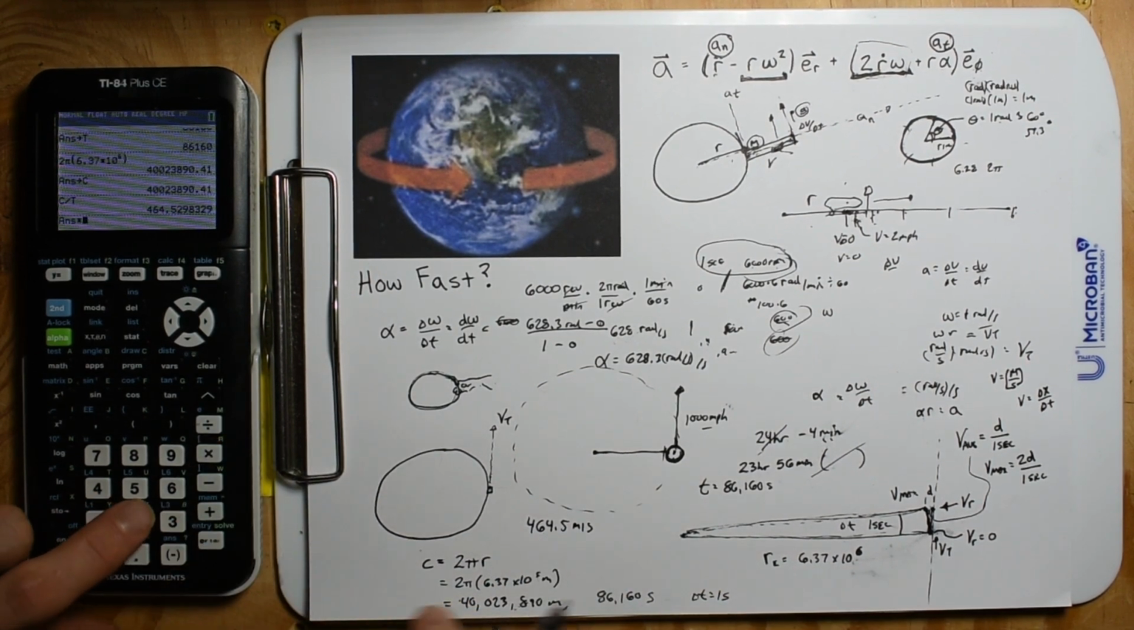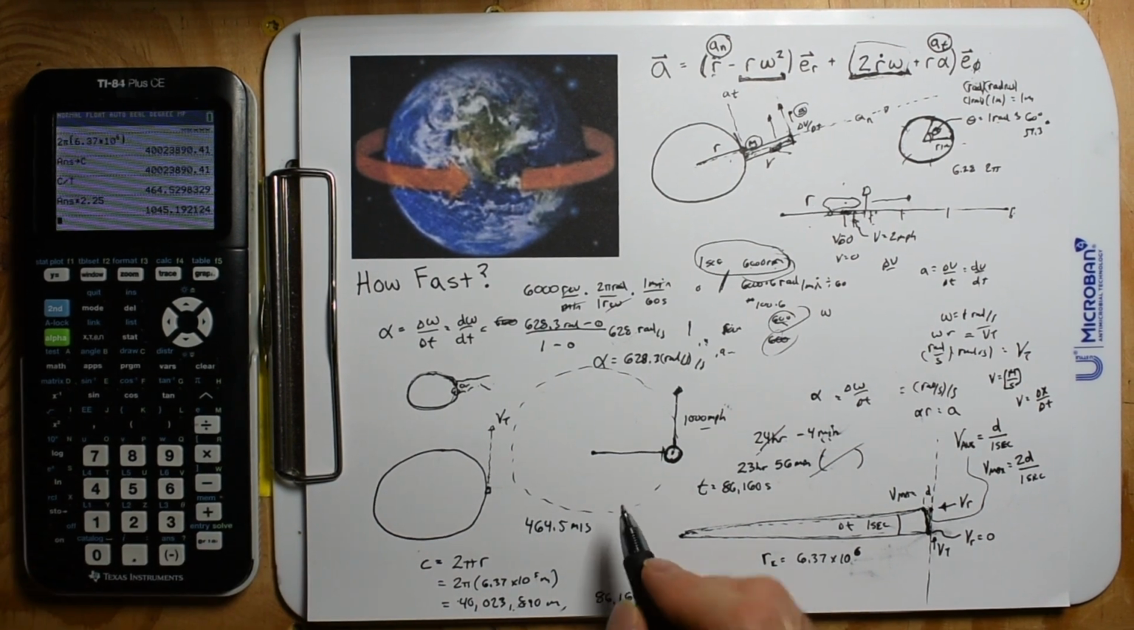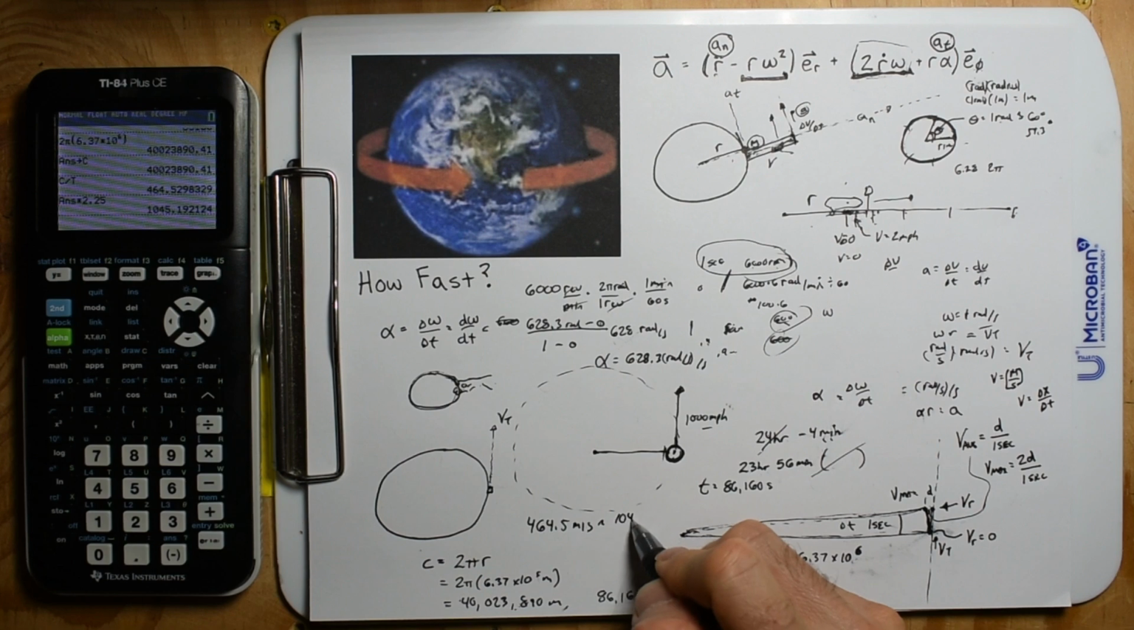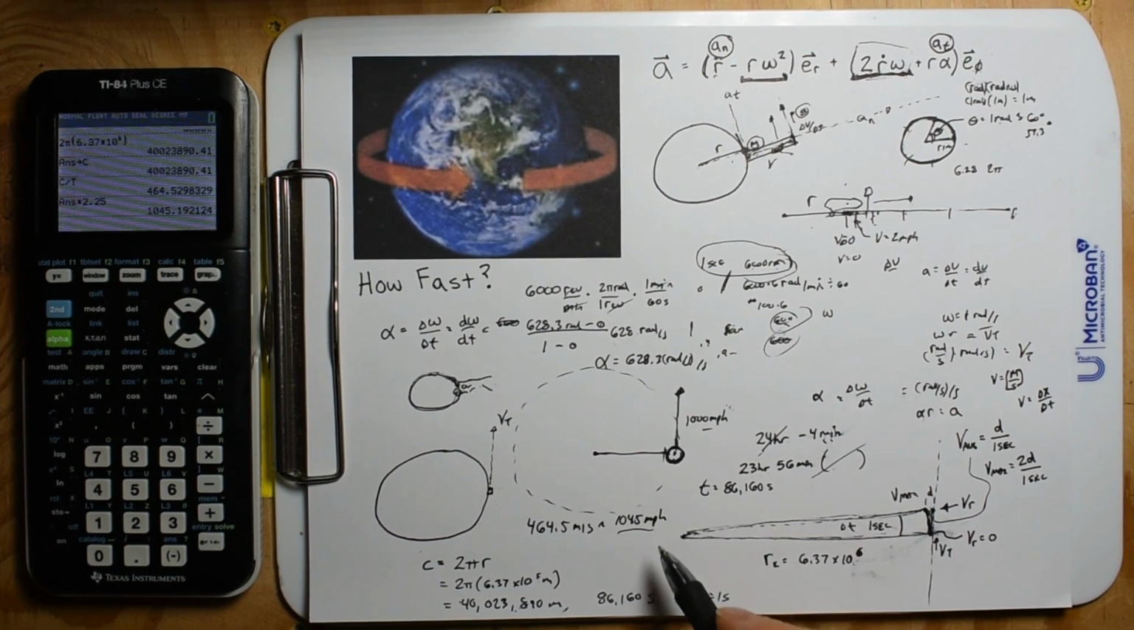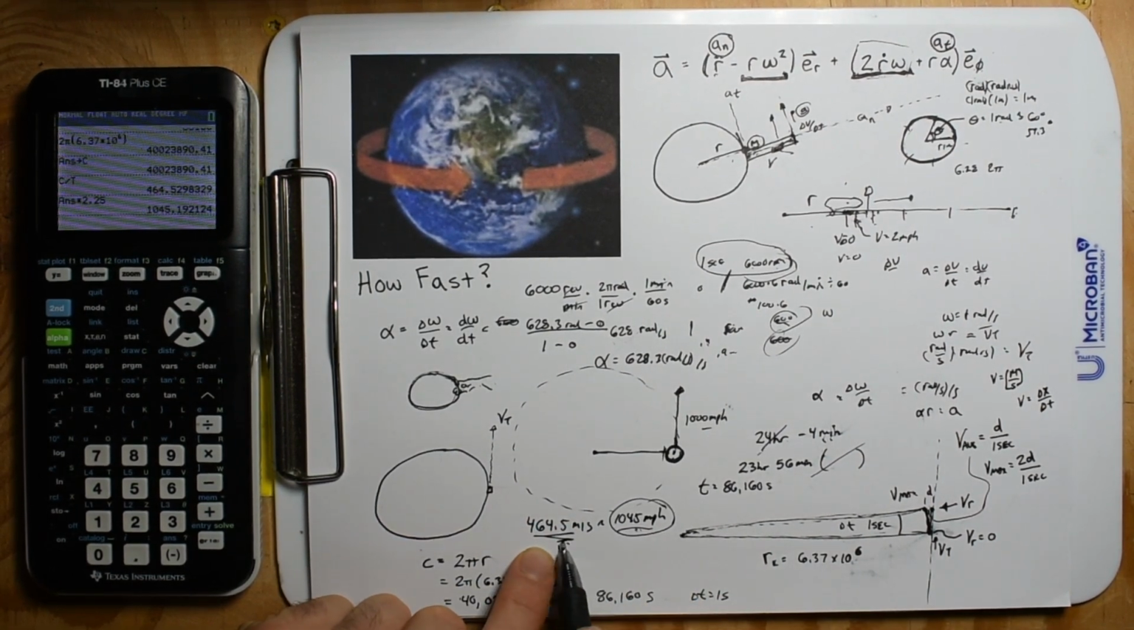Now this is in meters per second. I like to go times 2 for miles per hour, and if you can remember like a 25% tip, you get pretty darn close. So it's 1,045 miles per hour. This is just a guesstimate, but this is right on. This is your tangential speed at the equator.